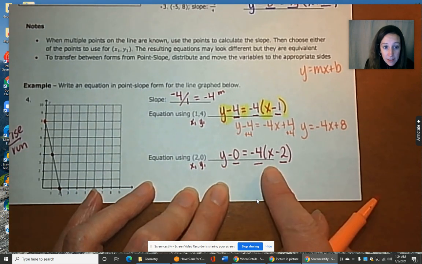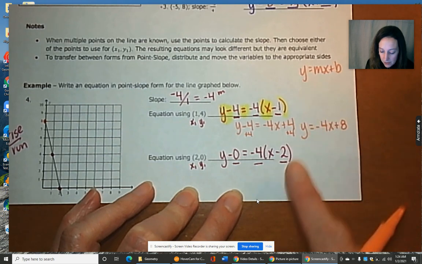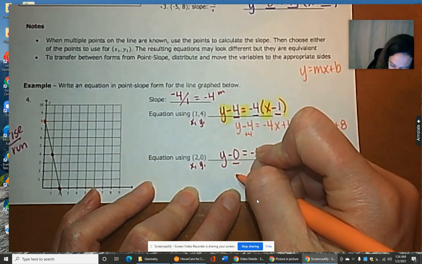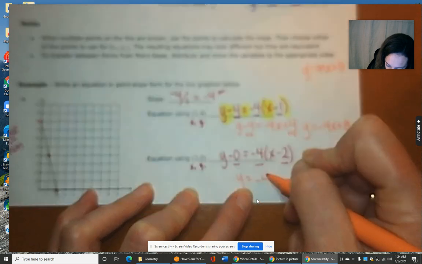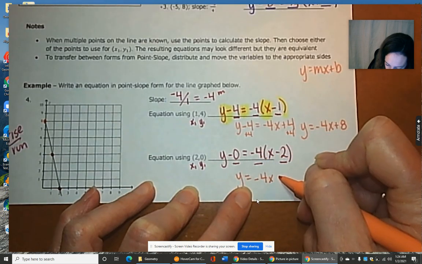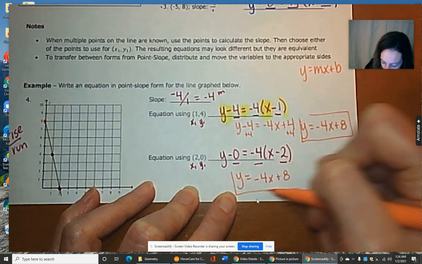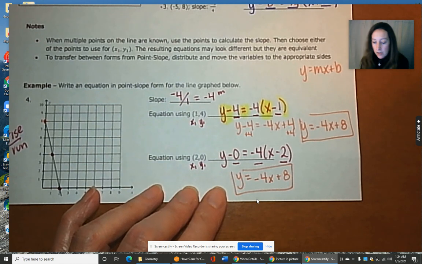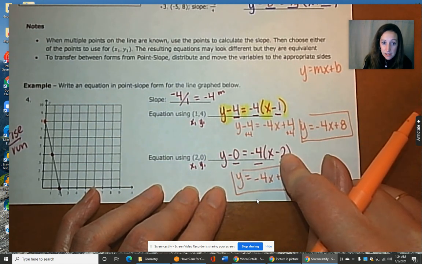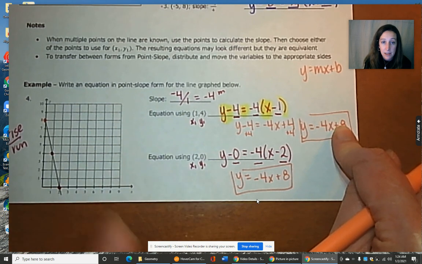If we had taken this equation instead of this one, and again put it into slope-intercept form, we would get y minus 0, which is y. Distribute that negative 4, we get negative 4x. Negative 4 times negative 2 is a positive 8. In both cases, I end up with the same slope-intercept form. So this equation or this equation are all valid equations to represent this line.